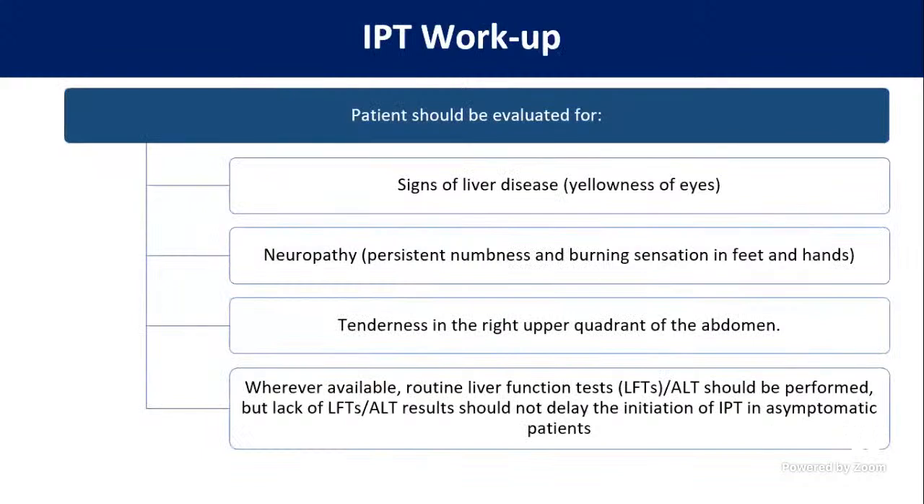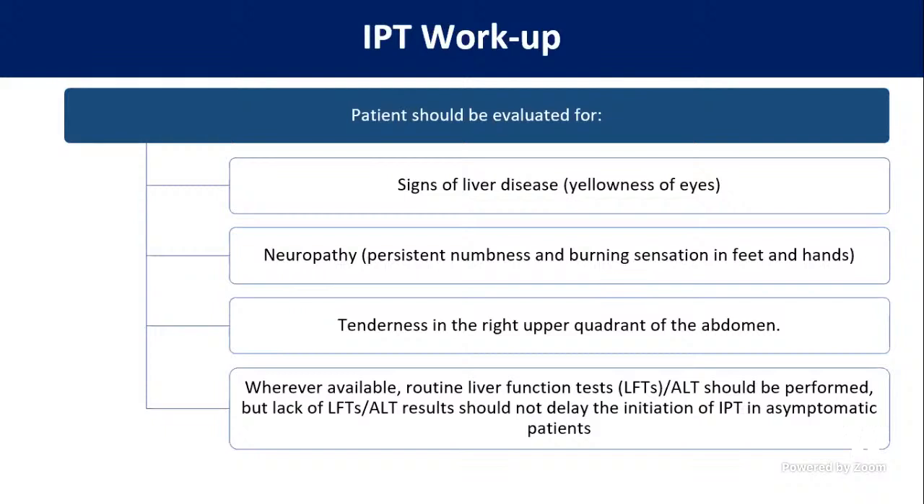Right. So this is all a workup that we are trying to give in terms of how do we rule out any contraindication. So we need to look out for signs of liver disease in terms of icterus, then neuropathy, if there is a persistent numbness that the patient is complaining of, and any tenderness in the upper right quadrant of the abdomen. And wherever available, a routine LFT or ALT should be performed. So these are some of the suggestions where we should be looking for any contraindications.